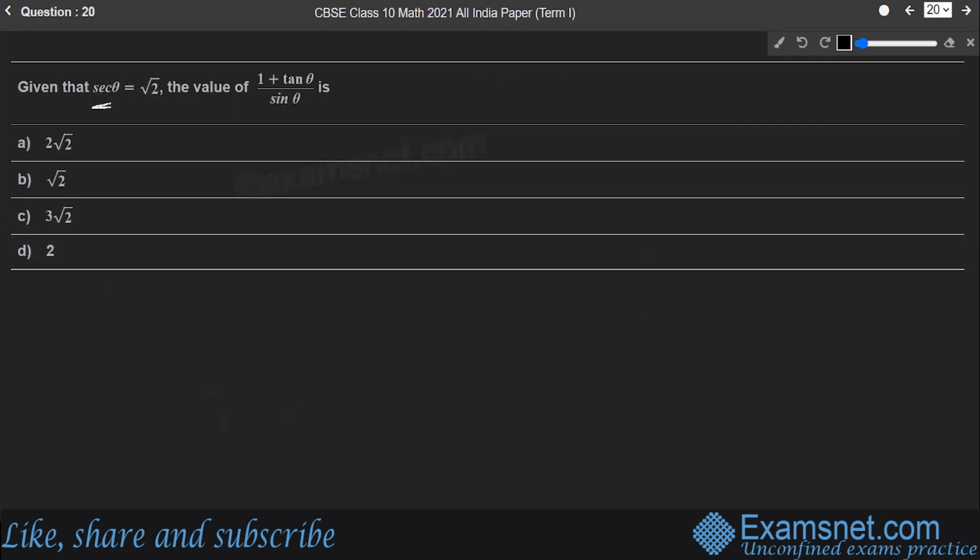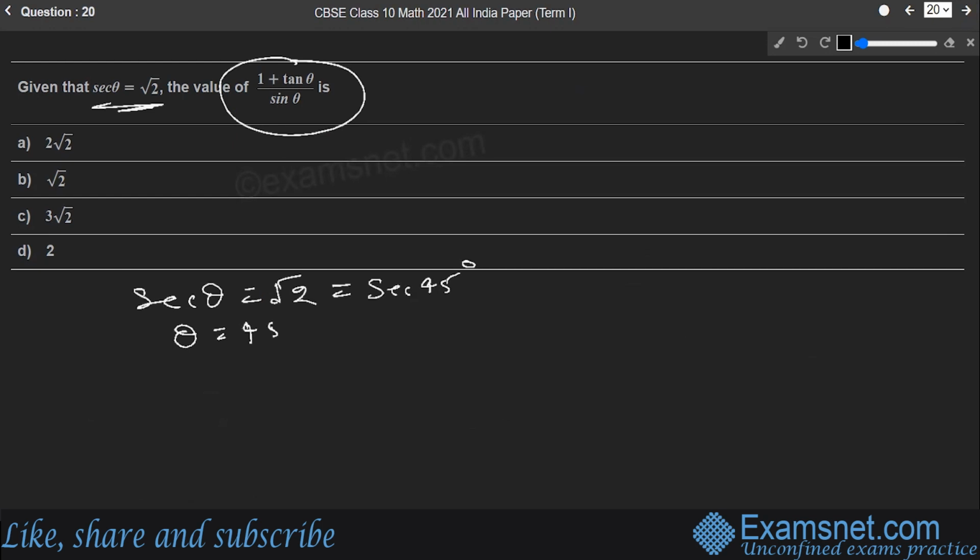Now, given that sec theta is equal to root 2, the value of (1 plus tan theta) by sin theta is? As they say, the sec theta value is root 2. Sec theta becomes root 2 at 45 degrees, so this gives us theta as 45 degrees, as simple as that. So if theta is 45 degrees, we can use our expression and put the value of theta as 45.